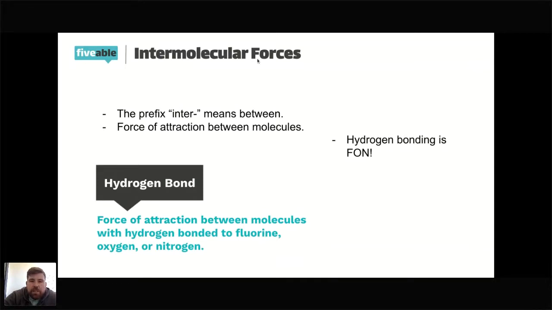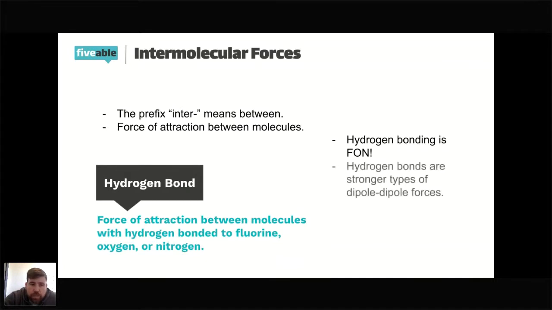But this mnemonic, what does it tell us? It's showing us that the only way you can have hydrogen bonding is if hydrogen is directly bonded to F, O, or N, fluorine, oxygen, or nitrogen. And if it's not the case, then it's not a hydrogen bond.